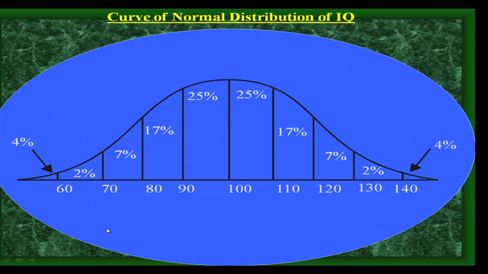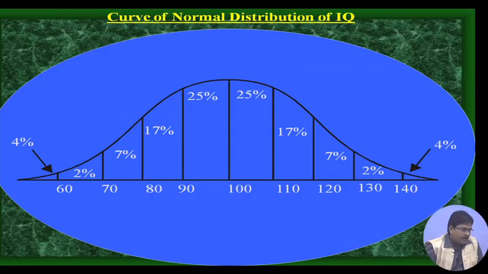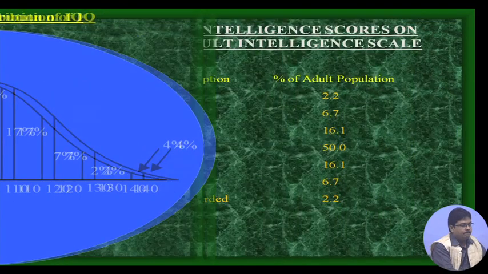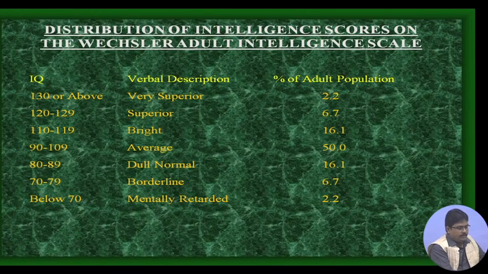Well, this is very important to discuss in the framework of intelligence. When you talk about the concept of IQ, this is how IQ has been distributed. If you look at this normal distribution, the majority of the population is concentrated in the middle of the curve. It itself shows that intelligence is normally distributed. This is what we call the classification of IQ scores and the verbal description of each label.